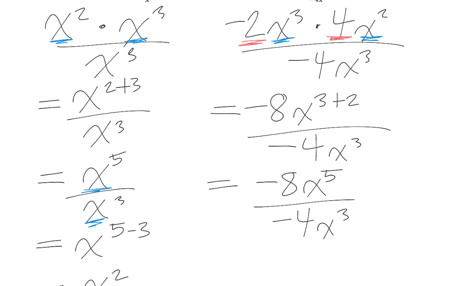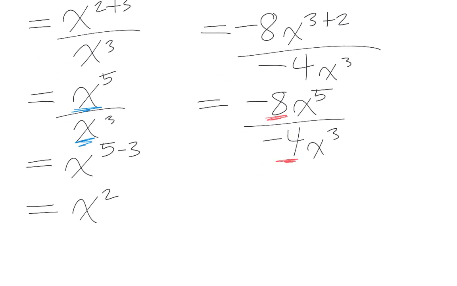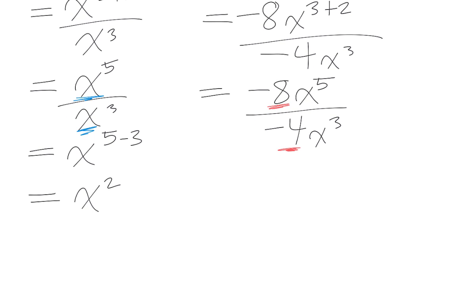All right, so we're going to repeat the process. Over here, I have a coefficient of -8 and I have a coefficient of -4. I'm dividing these numbers. So -8 divided by -4 is +2. I'm not going to write in the positive sign, however.